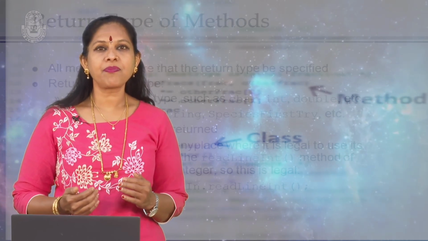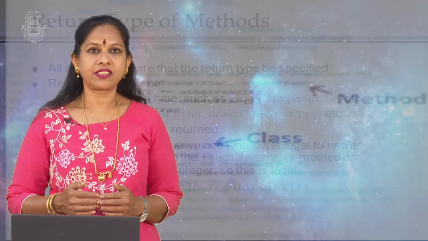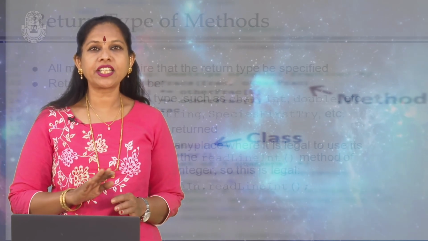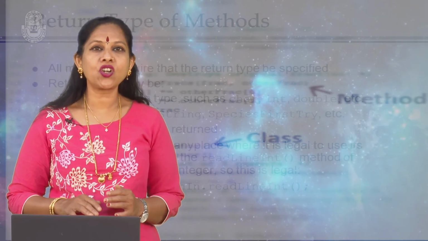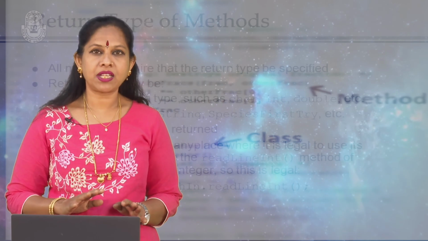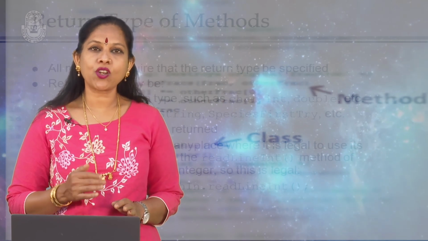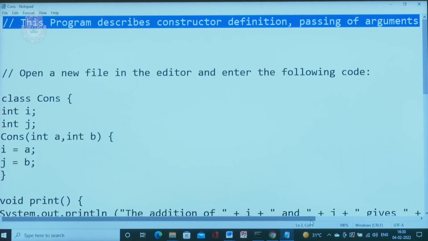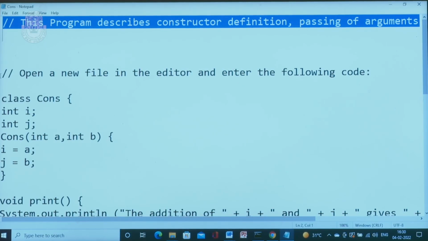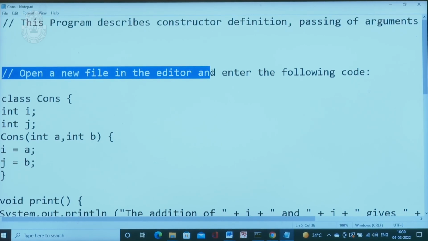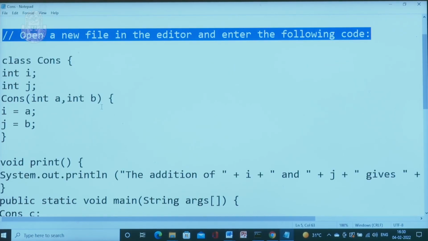Every class has a default constructor that does not take any argument, and the body of it does not have any statements. Constructors can also be overloaded. This program describes constructor definition, passing of arguments and changing of values. Okay. Open a new file in the editor and enter the following code.